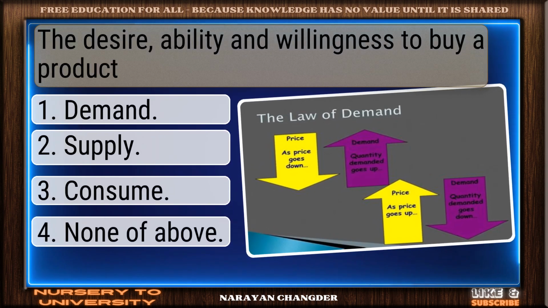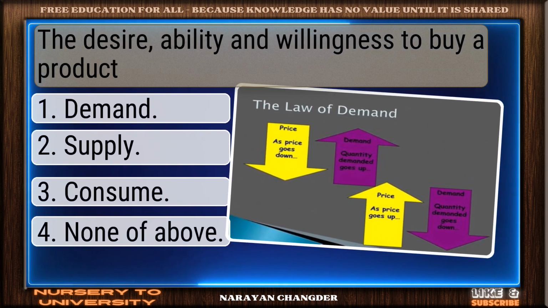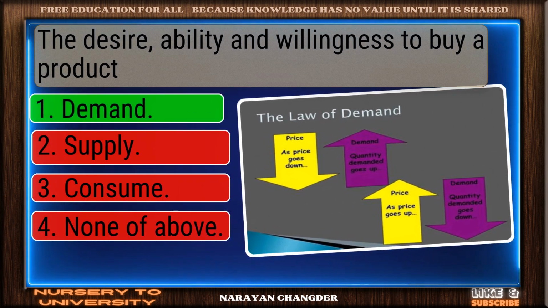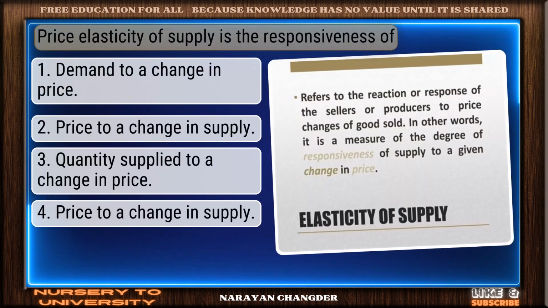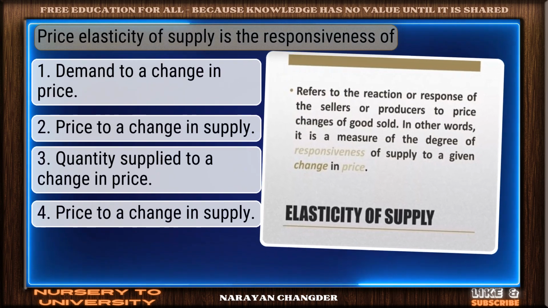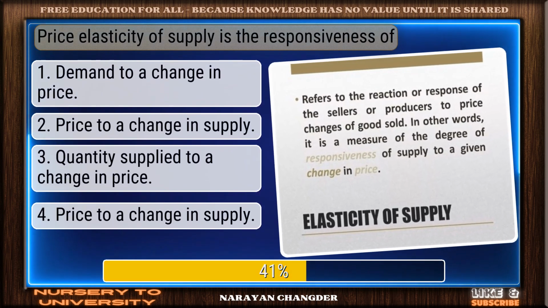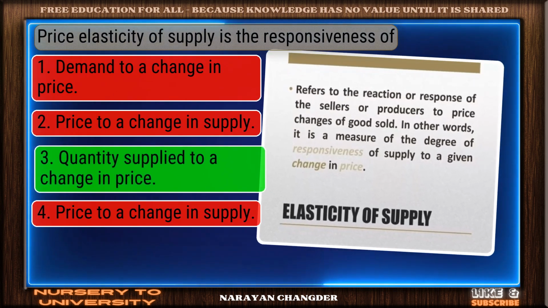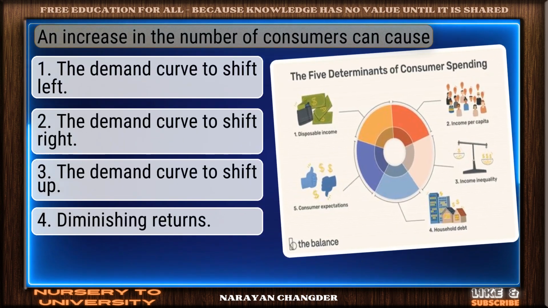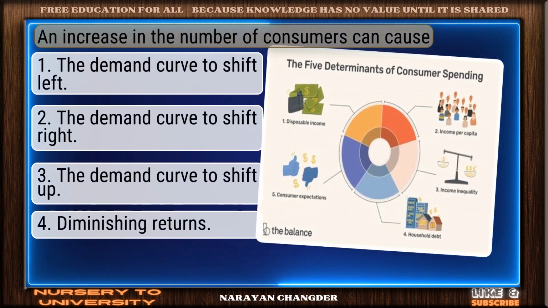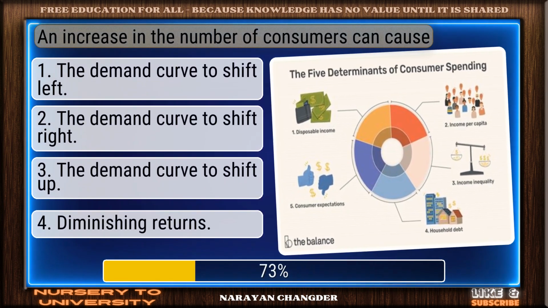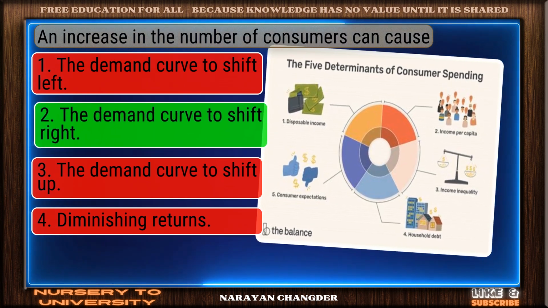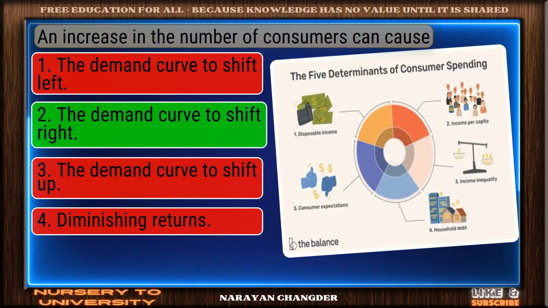The desire, ability, and willingness to buy a product. Great job. Demand is the accurate answer. Price elasticity of supply is the responsiveness of. Valid point. Quantity supplied to a change in price is true. An increase in the number of consumers can cause. Exactly. The demand curve to shift right makes sense, and it is the right choice.